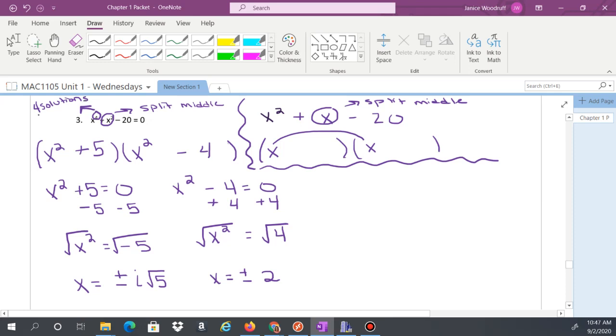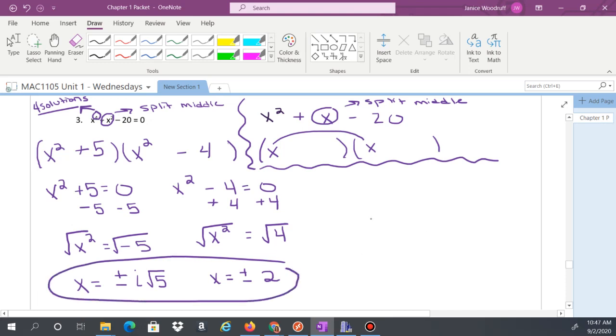Okay, so anytime you're solving and you take that square root, you got to add that plus or minus in there. So you have 4 solutions. Or you could write it like this. X equals negative 2, positive 2, negative i radical 5, positive i radical 5.